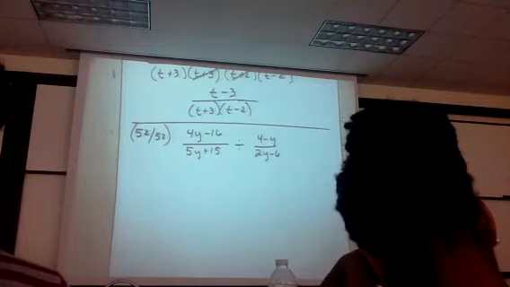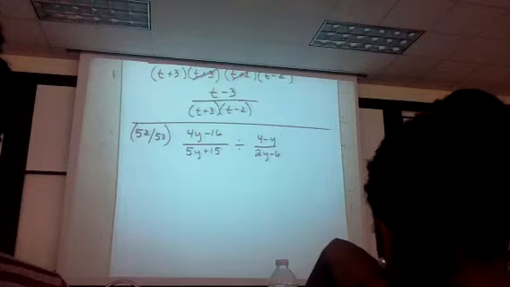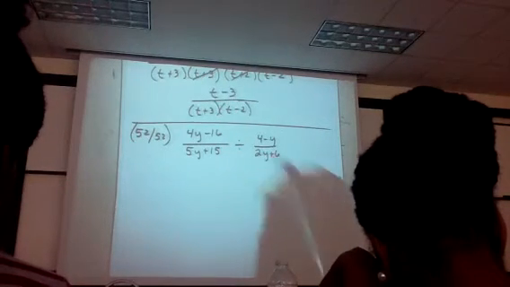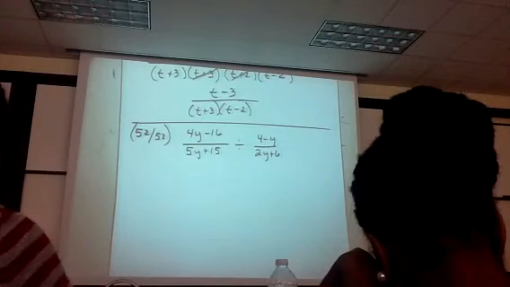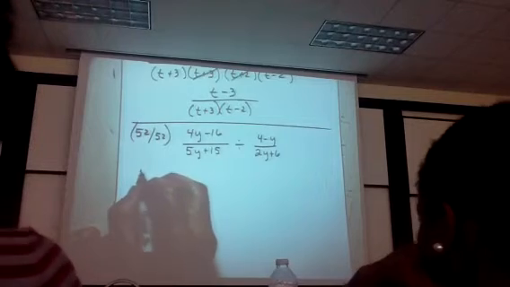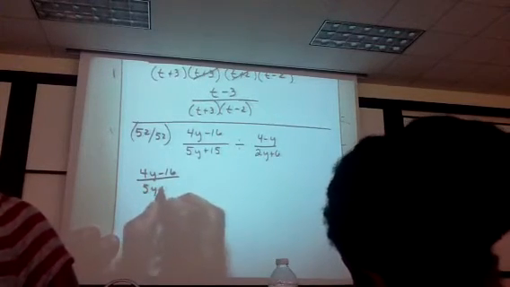Yes. It's 2y plus 6. Oh, it's 2y plus 6. Okay, thank you very much. We have a change here, ladies and gentlemen. Plus 6. Thank you. All right. So when dividing fractions, don't ask why. Just flip the second and multiply.